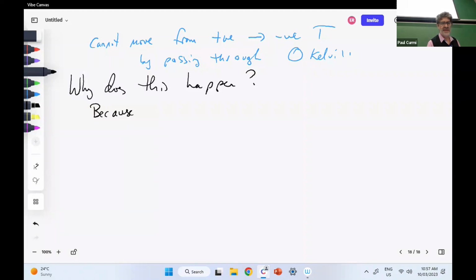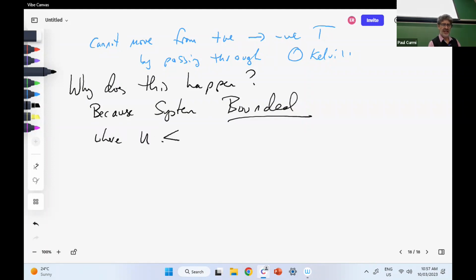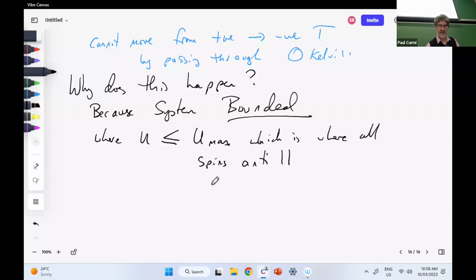Because the system is bounded, where U strictly has to be less than U max, which is where all spins are anti-parallel. Okay, so U max equals plus N mu B.